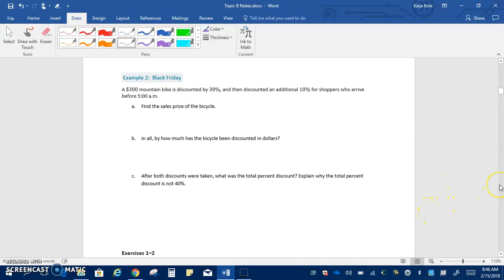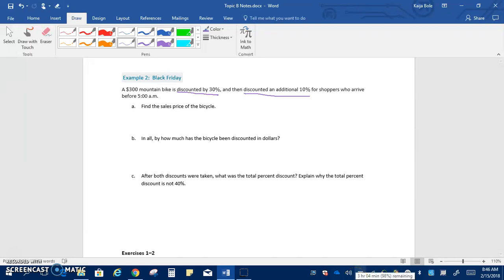It says a $300 mountain bike is discounted by 30%, and then discounted an additional 10% for shoppers who arrive before 5 a.m. It says to find the sales price of the bicycle. So, because it's discounted twice, we're going to have to do two proportions.